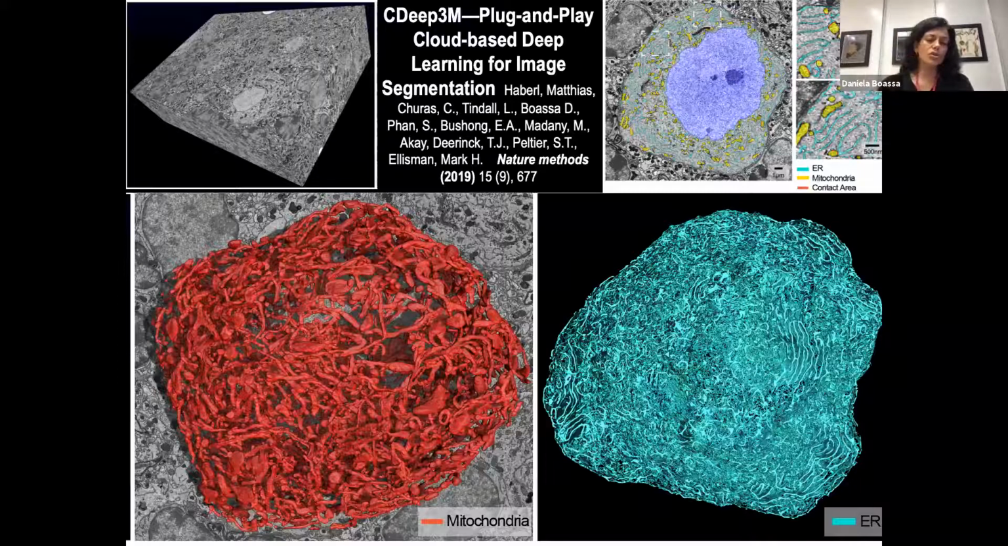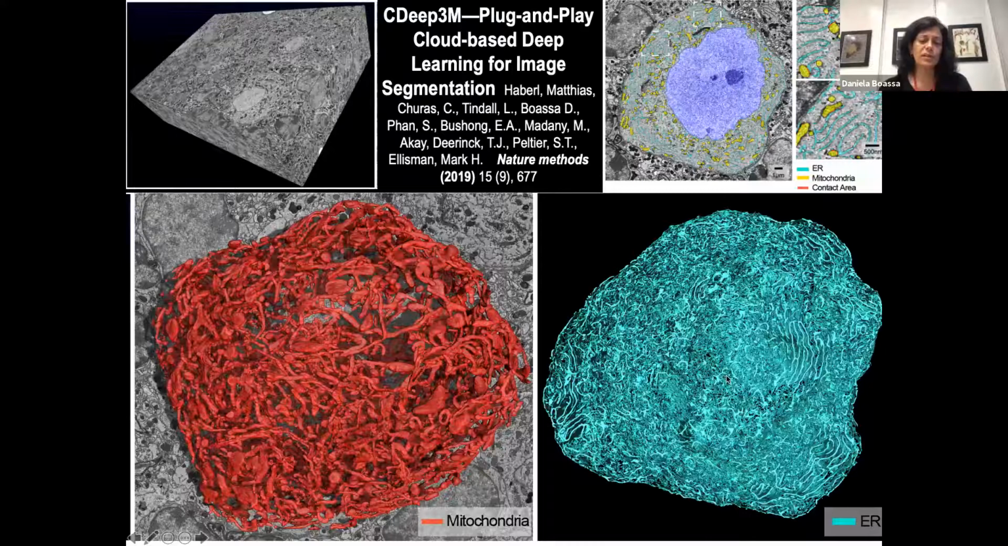This can be launched on Amazon Web Services and can be used for training the deep neural network on 2D and 3D image segmentation tasks. And as you can see here, we applied it to various segmentation tasks, including cellular organelles like mitochondria and the endoplasmic reticulum of an entire Purkinje neuron.